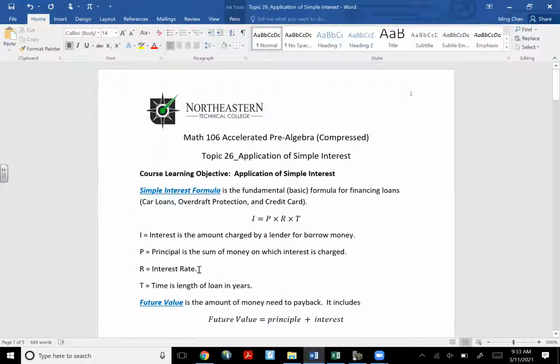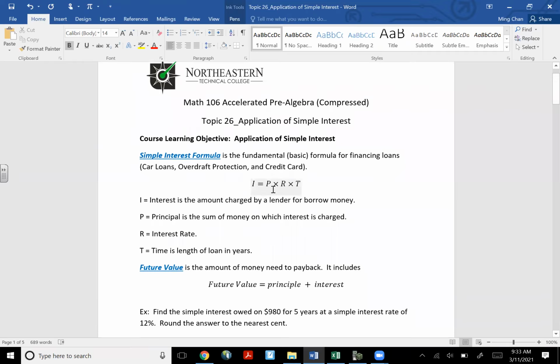Sometimes we talk about APR, a type of interest rate that is commonly used. The interest rate R we are using here is not quite APR, but we can view it as APR if the problem calls for it. T is time, normally in years, the length of the loan in years. So I equals principal times rate times time. The entire formula consists of two terms: PRT is only one term, because it is multiplication of three things, and I is the other.